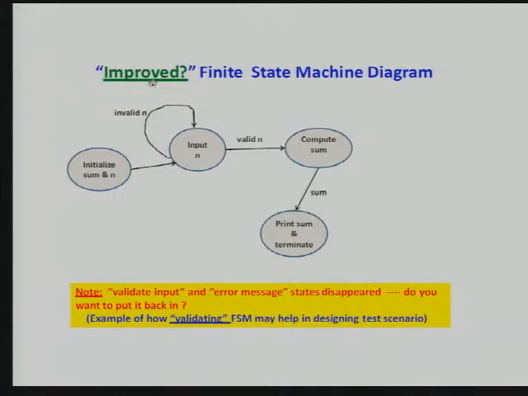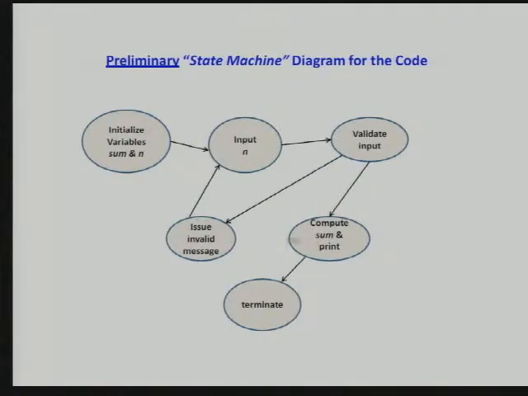We'll call this, could this be an improved one? It says here, validate input and error message states have disappeared. Do you want to put it back in? Sometimes it's better showing fewer states, simplifying it, getting rid of some states. I mean, do I need, for example, a separate state for issue invalid message and then go right back to input? Or can this be a response?